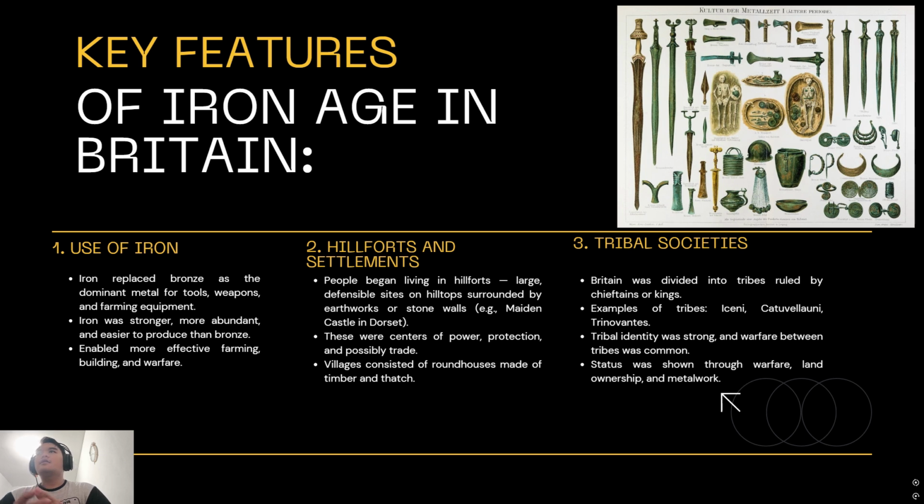There are key features of the Iron Age in Britain. 1. The use of iron. Iron replaced bronze as the dominant metal for tools, weapons, and farming equipment. Iron was stronger, more abundant and easier to produce than bronze, enabling more effective farming, building, and warfare.